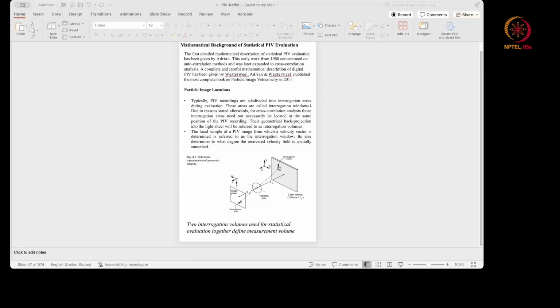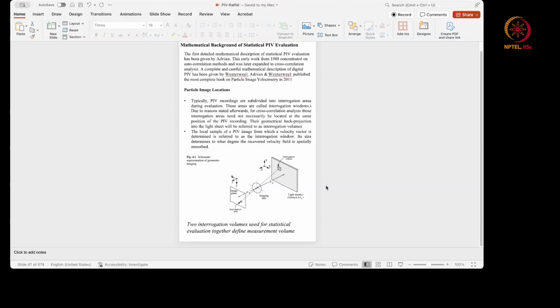All right. So in today's lecture, we are going to look at the mathematical background of statistical PIV evaluation. This part is rather mathematical, so we will go a little faster. You can look up the math in the book. There is Ron Adrian's book and there is Markus Raffel's book. These notes are taken from Markus Raffel's book.